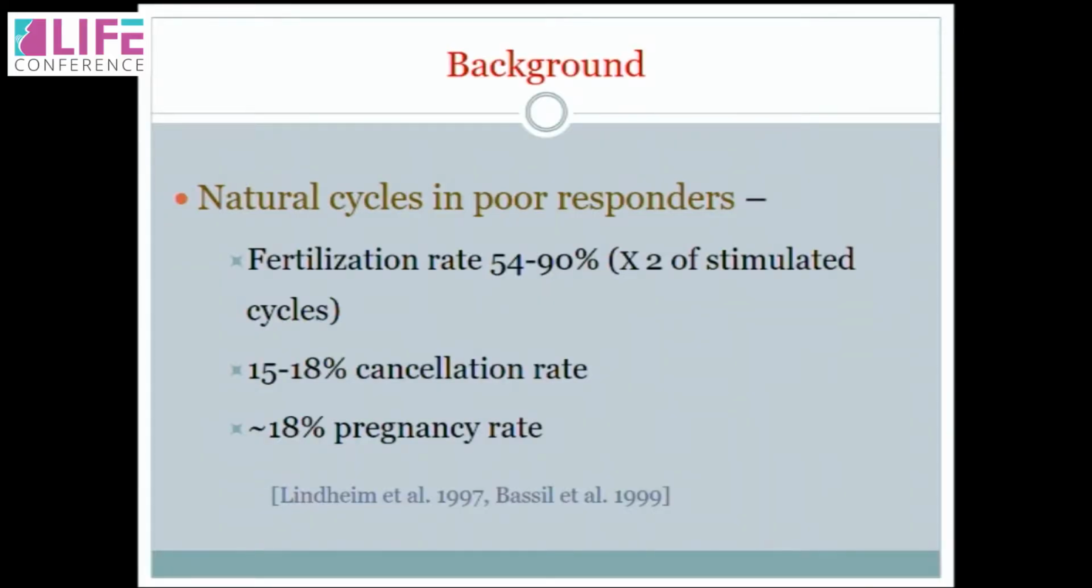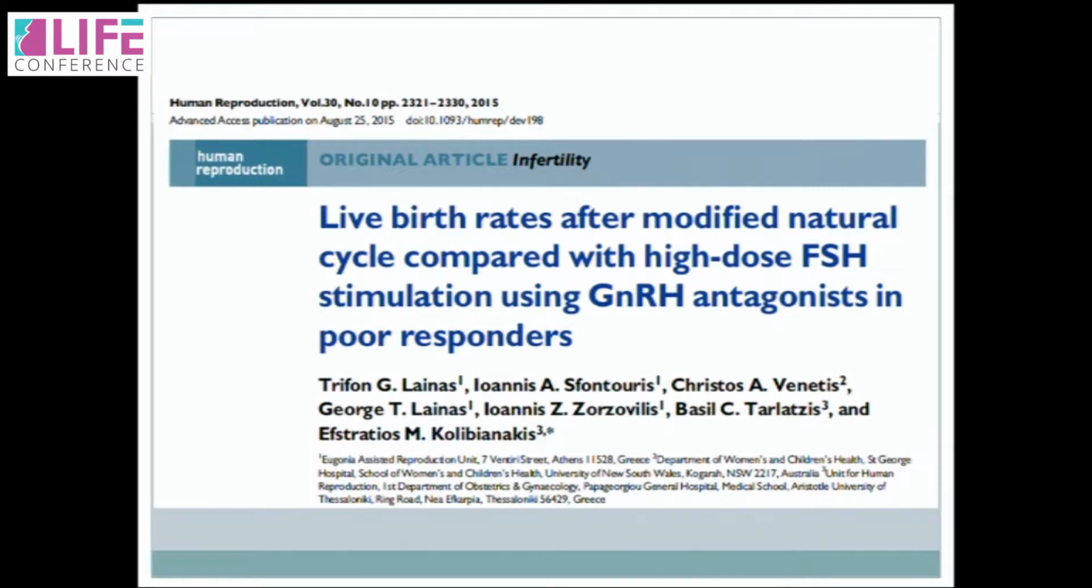This is some older data that was published. Fertilization rate is fairly good with lower cancellation rate, and with their two studies there was about 18% pregnancy rate. I'm not sure what the population was there.